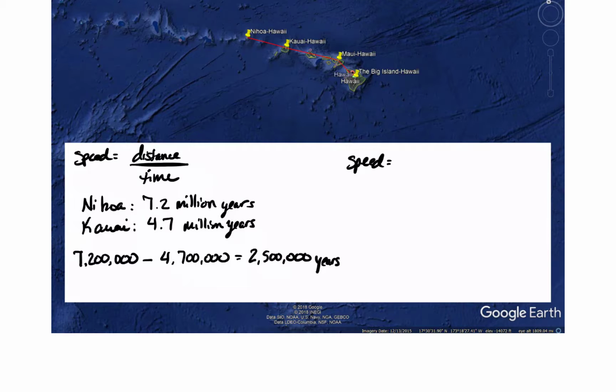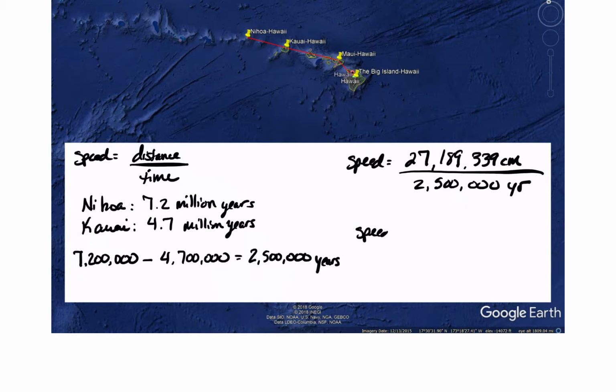Speed equals 27,189,339 centimeters divided by 2,500,000 years. Complete the calculation using your calculator, then input the answer into the video quiz interface. Round to 2 decimal places and be sure to input the units of measurement.